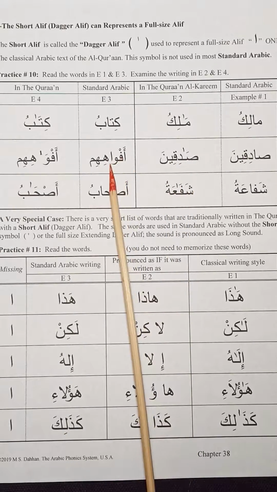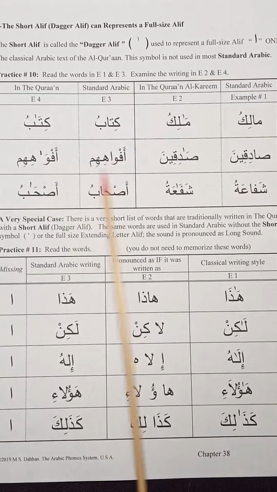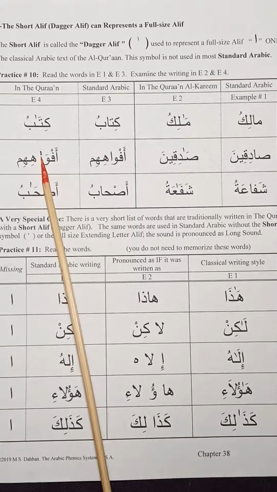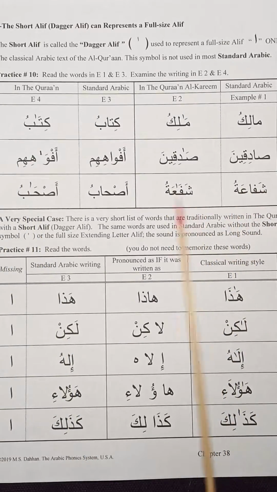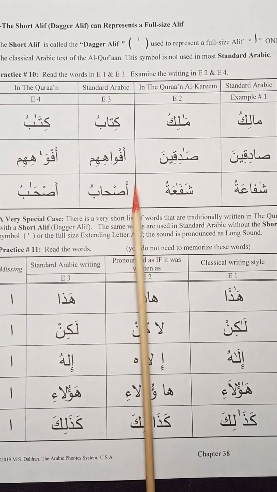Here, afwahihim, afwahihim. Yeah, here will be the same, afwa. This because of this here, him. Shafa'atu, it will be written like this. The alif will be smaller, hanging up in the air, right there. Ashabu is the same thing.